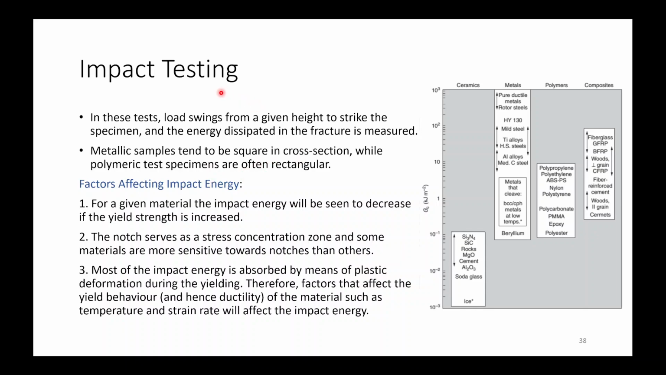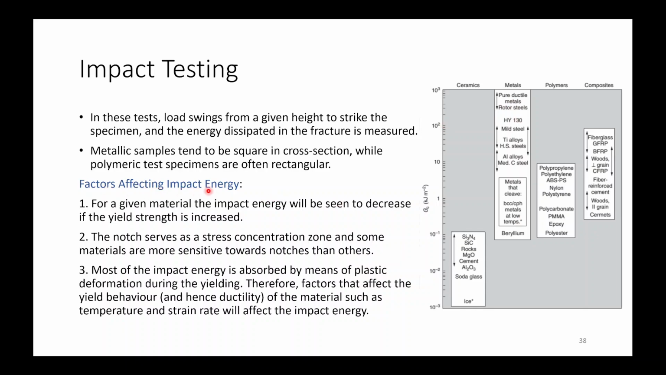Now impact testing shows that ceramics will have the lowest impact toughness. Polymers will have higher impact toughness, and then composites and pure ductile metals will have the highest impact toughness.